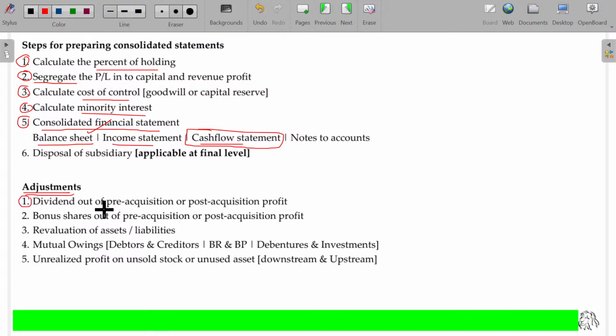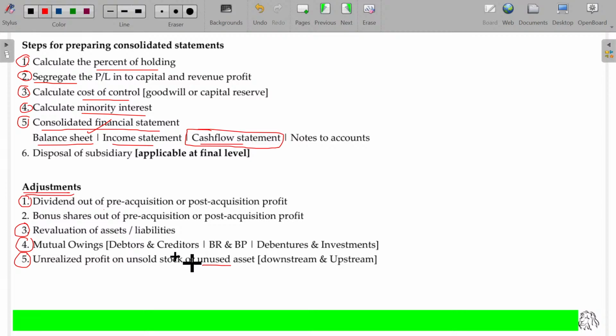The dividend may be out of pre-acquisition or post-acquisition profit. Just now we completed it in detail. And revaluation of assets and liabilities, with depreciation and without depreciation. These two models you have to cover. In case of mutual owings, debtors and creditors, bills receivable and bills payable, debentures and investments, these are the mutual owings we have. You have to understand how to adjust that. And in case of unrealized profit on unsold stock as well as unused assets, we have two streams, downstream and upstream. In case of downstream, it may be adjusted in the holding company's account, and upstream, it may be adjusted in both the accounts, as we have seen.